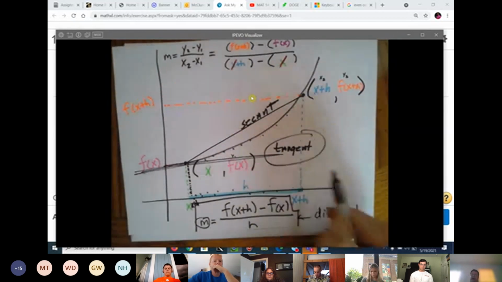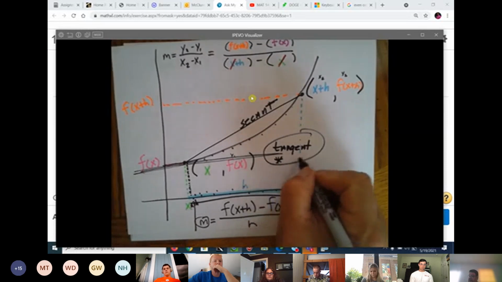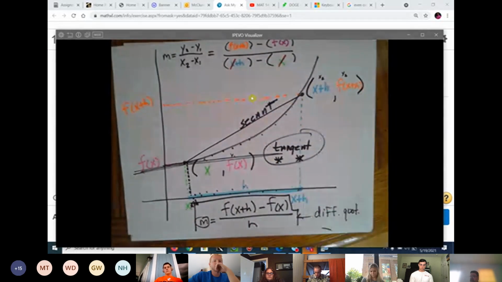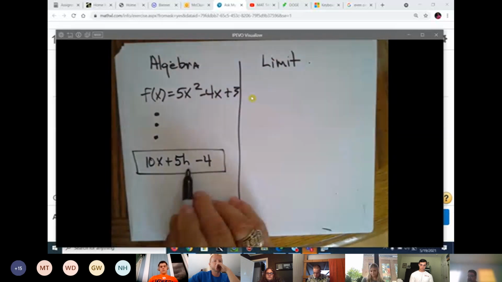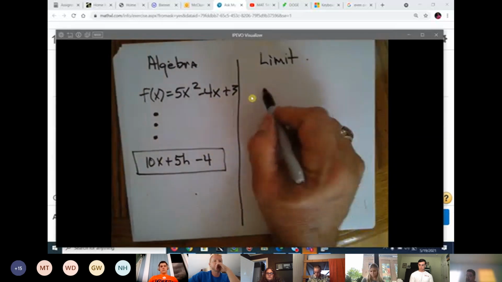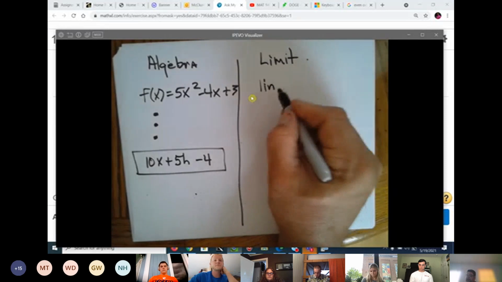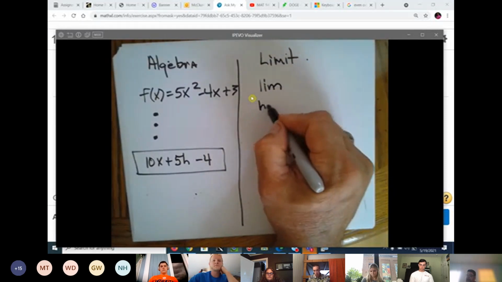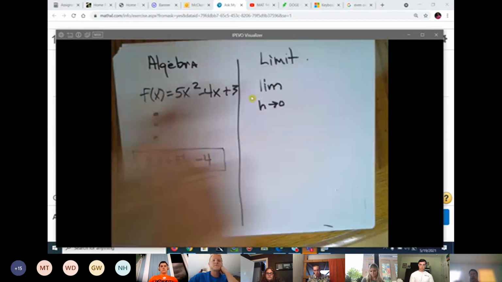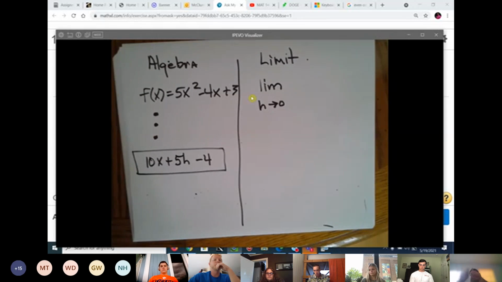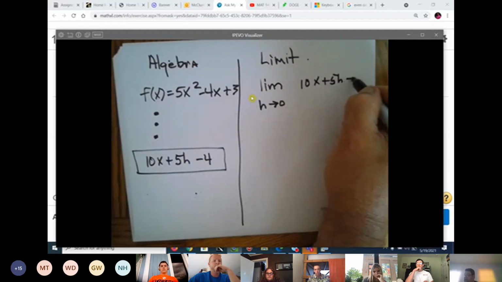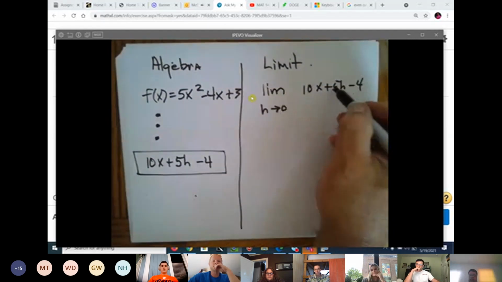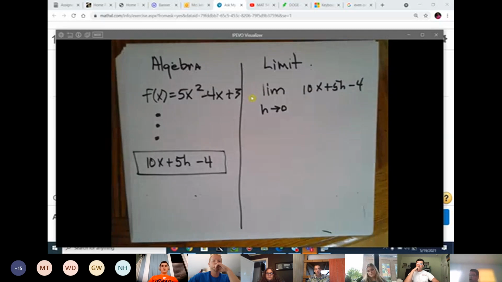This is what you want. This is your objective. Okay? So what do I do? Well, I attach the limit theory to this guy. And I go limit as the distance h goes to 0 and gets to within a hair width of x, within a hair width of 10x plus 5h minus 4. That 0 makes that 5h go out.